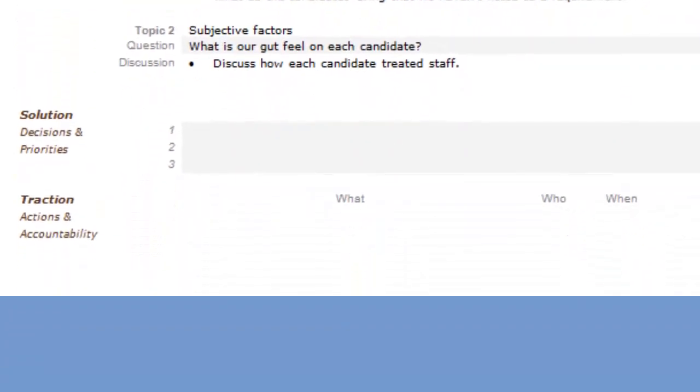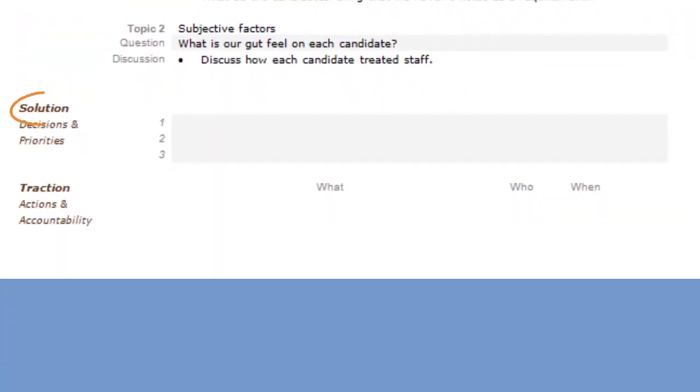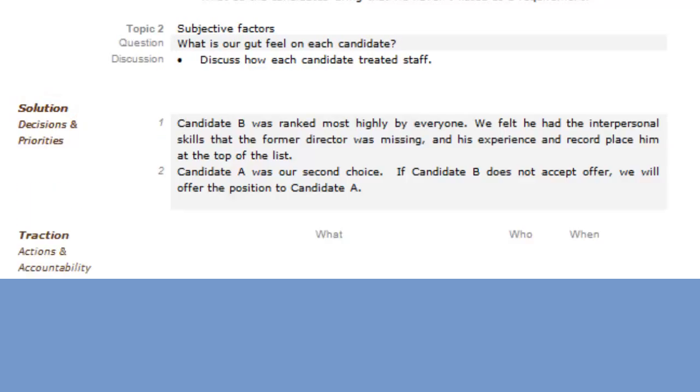The solution stage is the crux of your meeting. When a decision is made or the priorities found, the solution section should be used during the meeting to capture these key decisions or priorities for each topic. If you want to keep your minutes brief, then write a brief summary of each decision in this section.